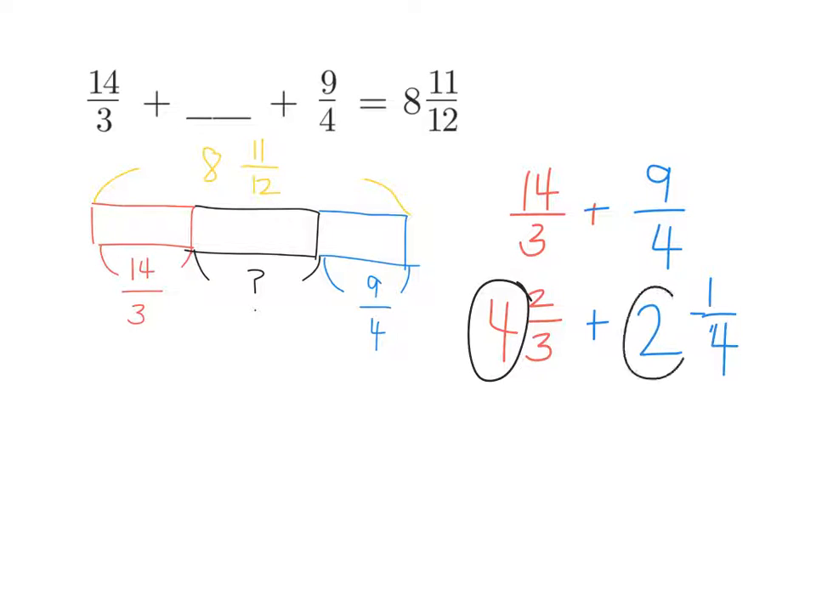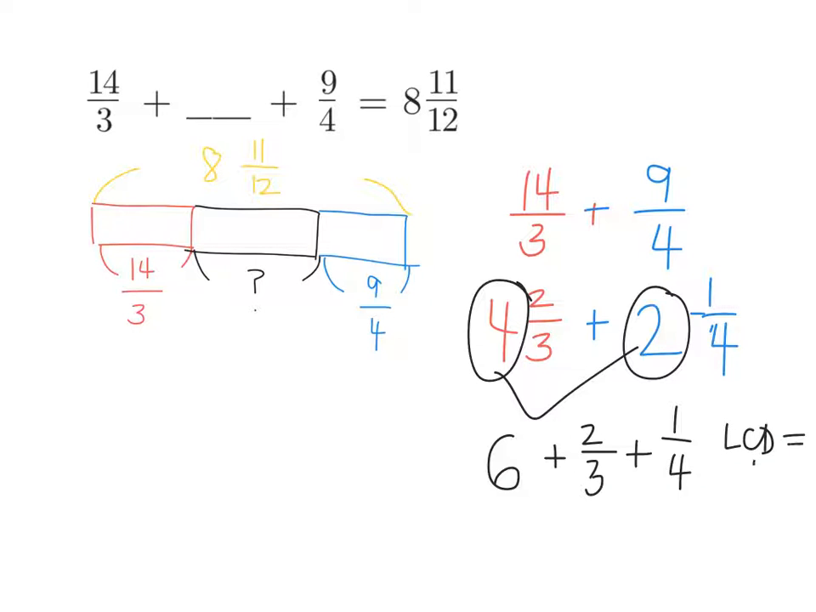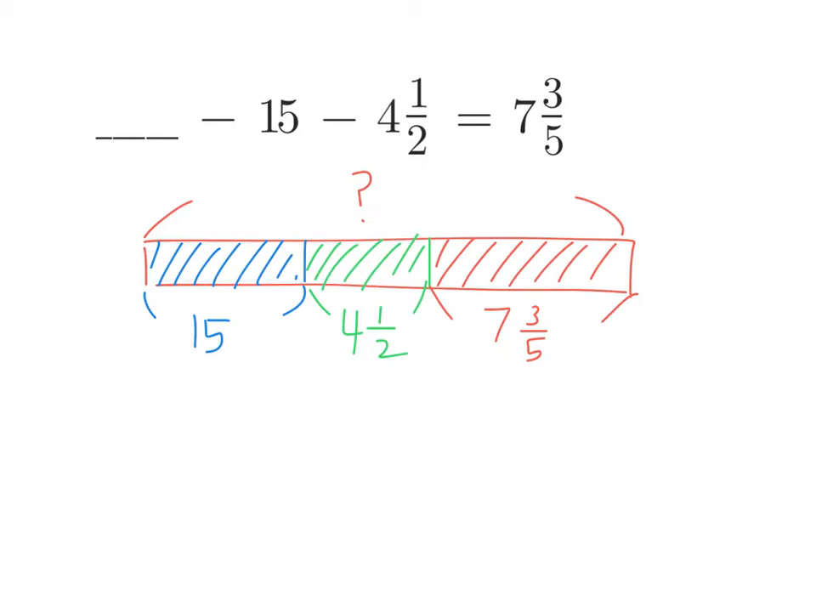What's 4 plus 2? 6. And then I have to do plus 2 thirds plus 1/4. What would my least common denominator be? 12. Okay. So go ahead and rewrite those using equivalent fractions and tell me what is 6 plus 2 thirds plus 1/4. Once again, I'm hoping you can see if you don't know how to solve these kinds of problems, draw it into a tape diagram.